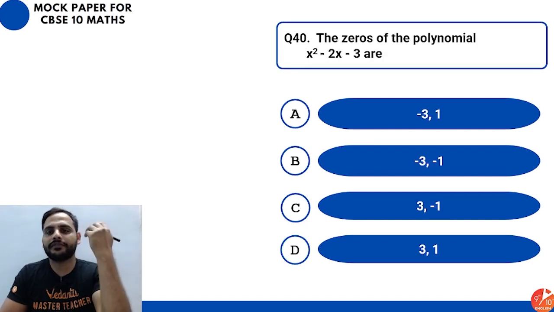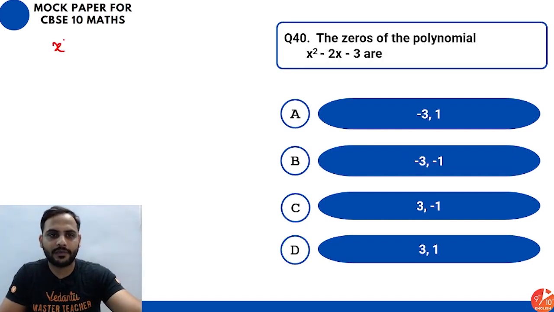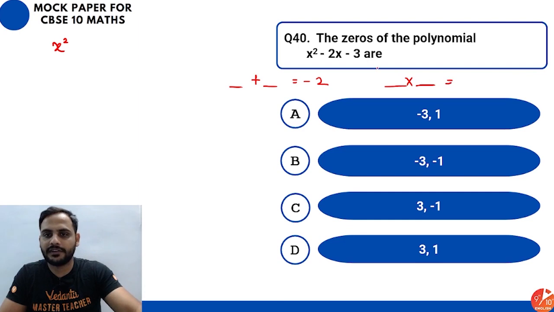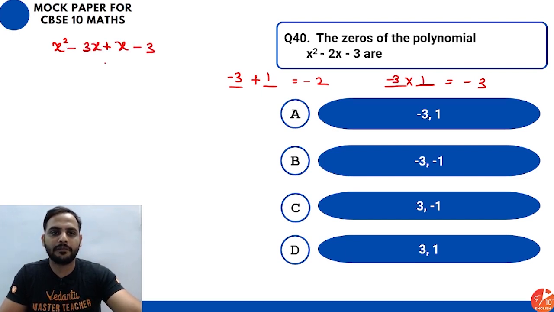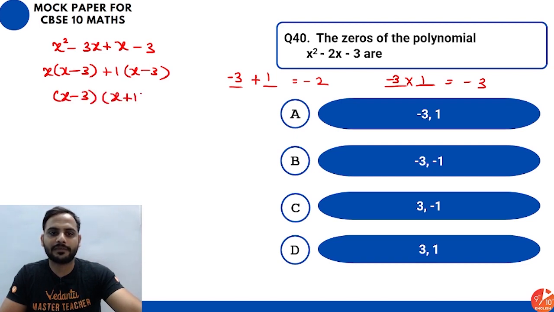The zeros of this polynomial, factorize it, x square. You want two numbers such that their addition is -2 and their multiplication is -3 into 1 is -3. Obviously the numbers are -3 and 1. So x square minus 3x plus x minus 3. Take x common, x minus 3. Take plus 1 common, x minus 3. You'll be left with x minus 3 into x plus 1.